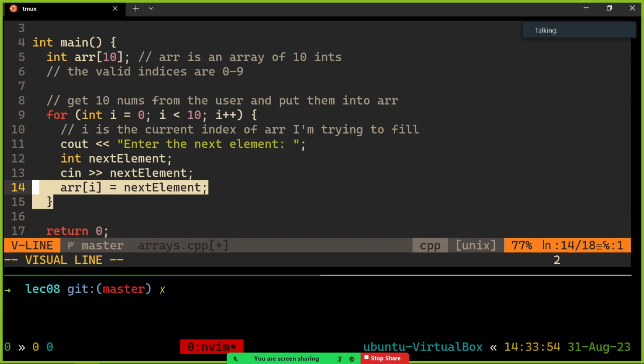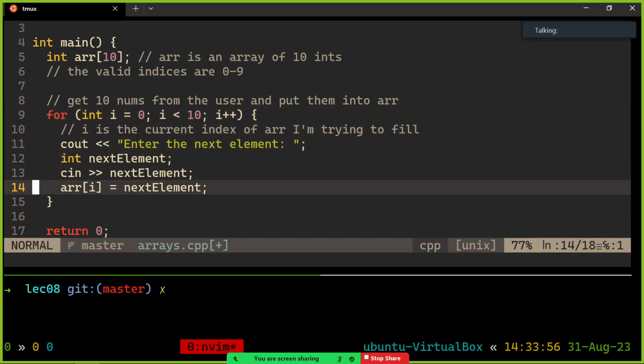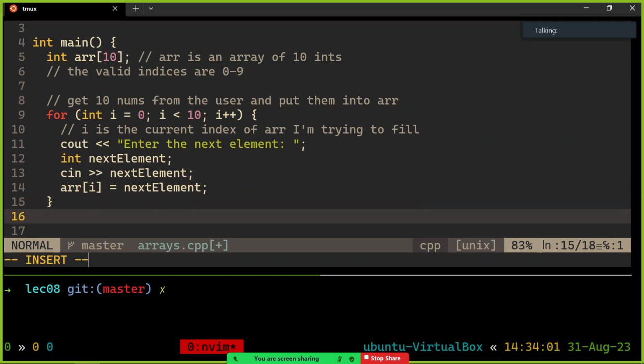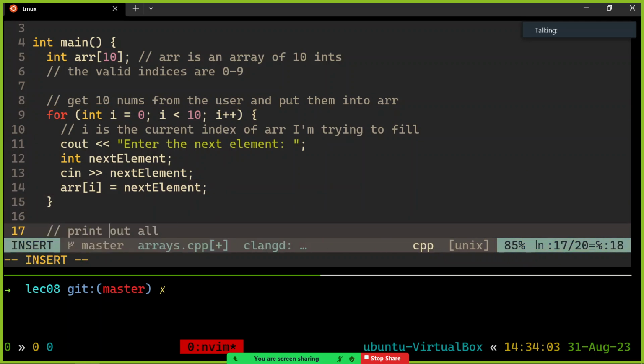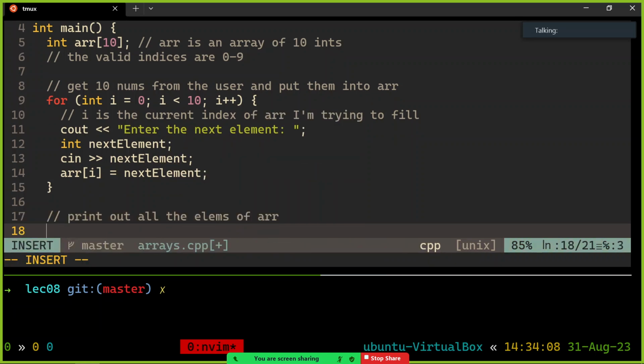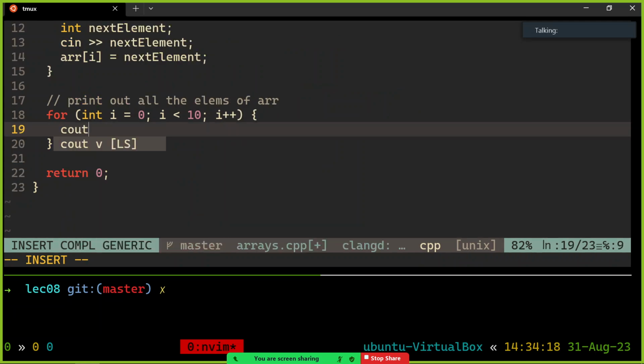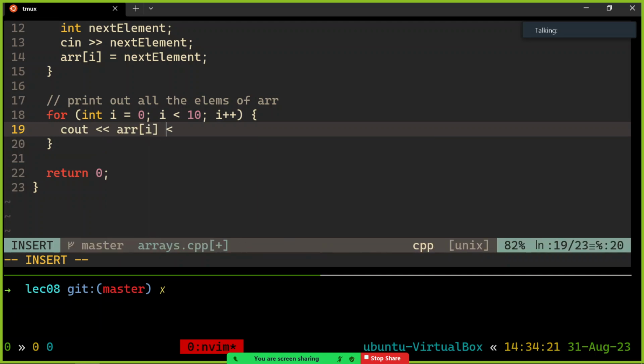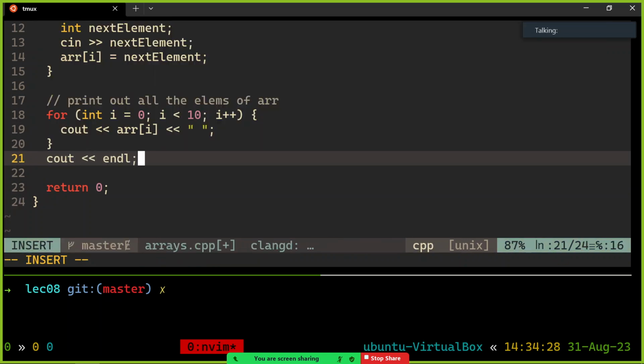So now we've got 10 things. Now every index of r has been filled because we let i range from 0 to 9. We asked for 10 elements total. And now let's print out all the elements of r. Honestly, this is kind of a silly program, but we're going to make it fancier in a second. So let's just do it all over again. Iterate through all the valid indices of r, 0 through 9, and just cout r of i. Or let's do them all on the same line. So print them with spaces in between and then break the line at the end.